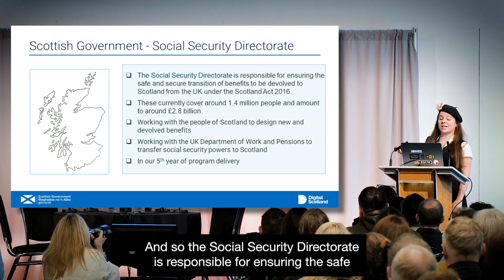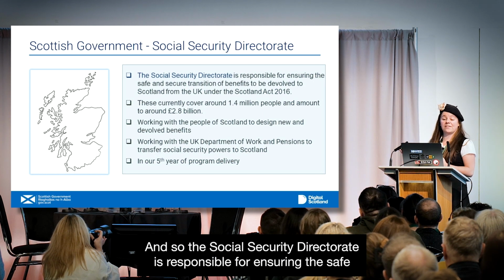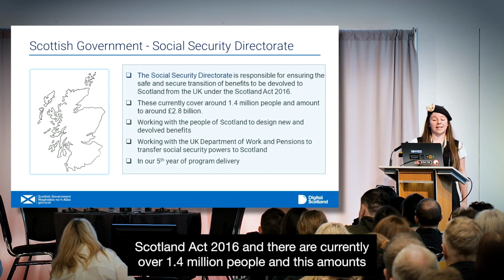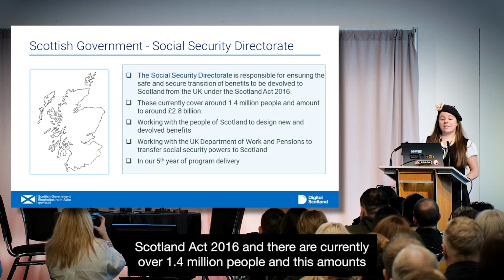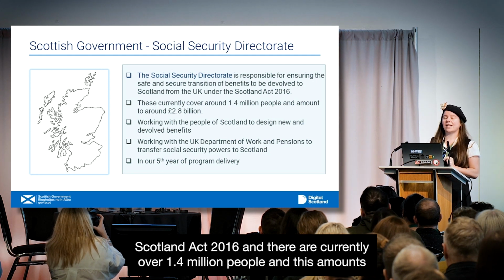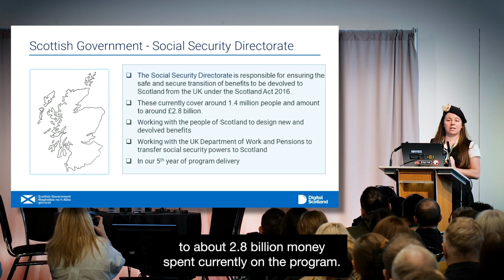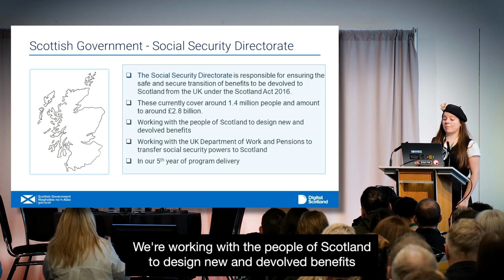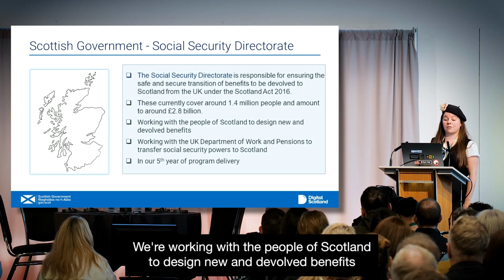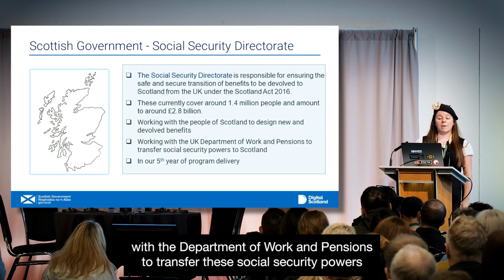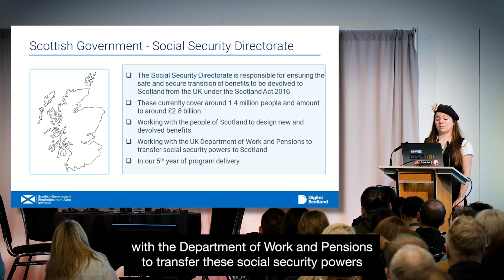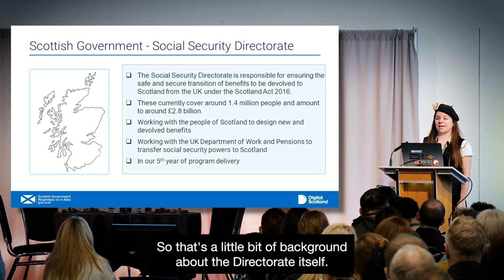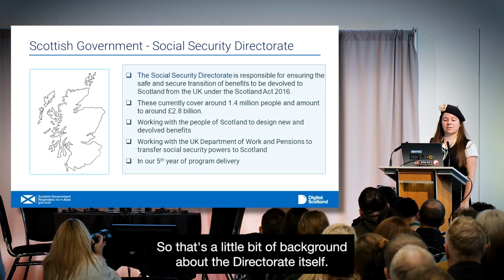So the Social Security Directorate is responsible for ensuring the safe and secure transition of benefits to be devolved from the UK to Scotland under the Social Security Scotland Act 2016. There are currently over 1.4 million people, and this amounts to about 2.8 billion spent currently on the programme. We're working with the people of Scotland to design new and devolved benefits, and we also work with the Department of Work and Pensions to transfer these social security powers to Scotland. And we're in our 5th year of programme delivery. So that's a little bit of background about the Directorate itself.